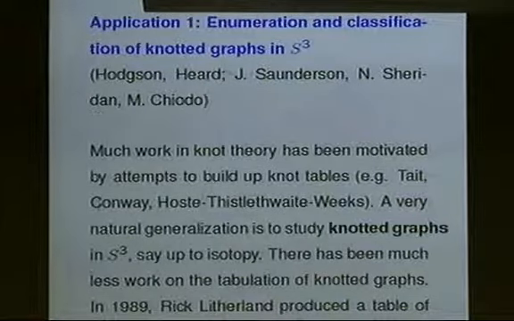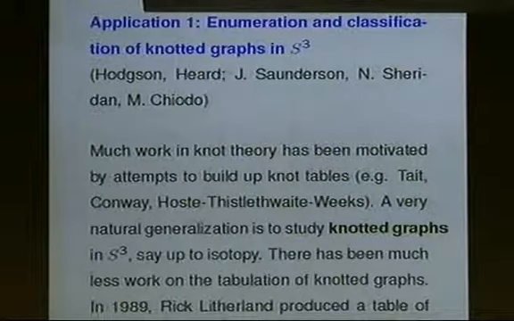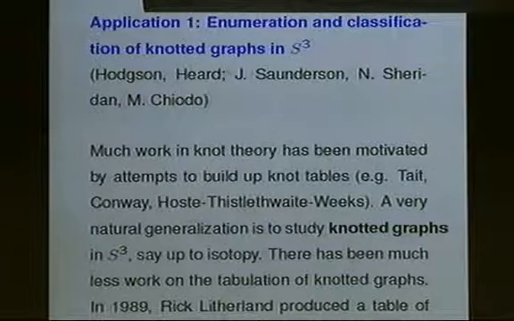Now, there's a natural problem if you're thinking about graphs. It's to try and build up a classification of knotted graphs in the three-sphere. So if we're interested in this situation, we're interested in knotted graphs in S3 up to isotopy. Again, it's an interesting problem to think about. How can you tabulate and classify these kinds of graphs? But there hasn't been as much work on this. This is much less studied than the knot theory problem.